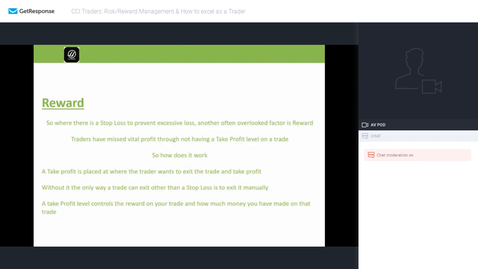A take profit level controls the reward on your trade and how much money you make on that trade if it is a winning, profitable trade. And that's done in conjunction with the trade size that you use. And we're going to cover that off in more detail later.